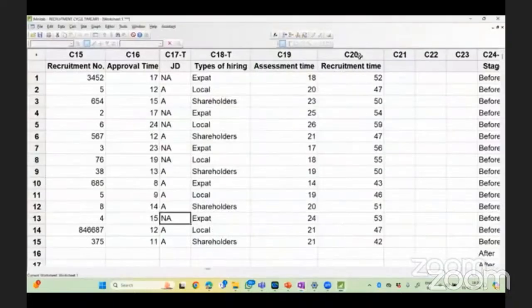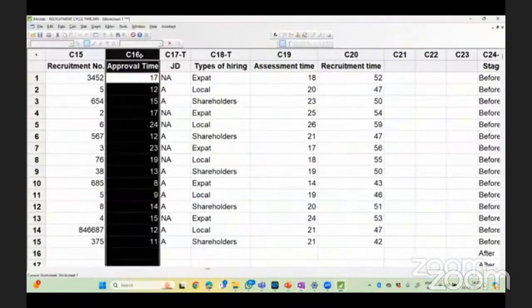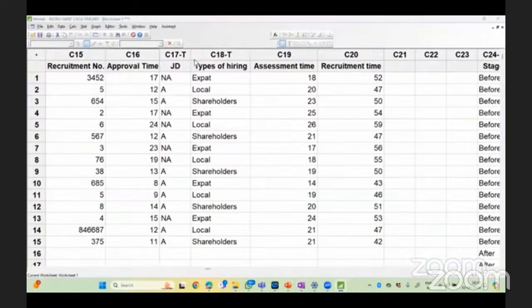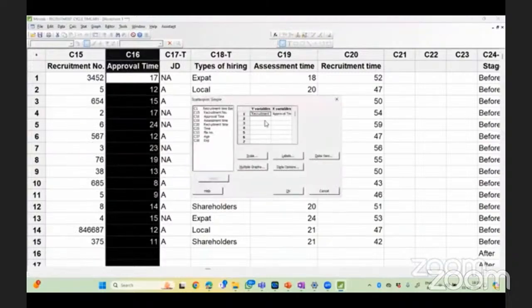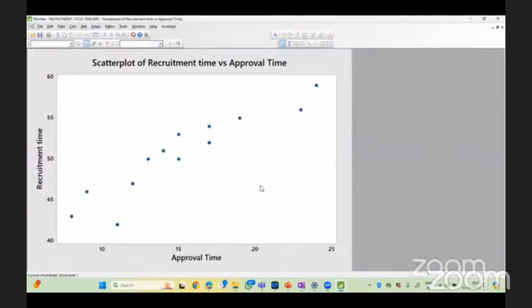First, let us investigate: is the recruitment time affected by the approval time? Now, both are continuous data, isn't it? So I will do a scatter plot of recruitment time and approval time. I'll plot the data and it appears that as the approval time is increasing, recruitment time is also increasing. So there is a positive relation, meaning both of them are increasing simultaneously.